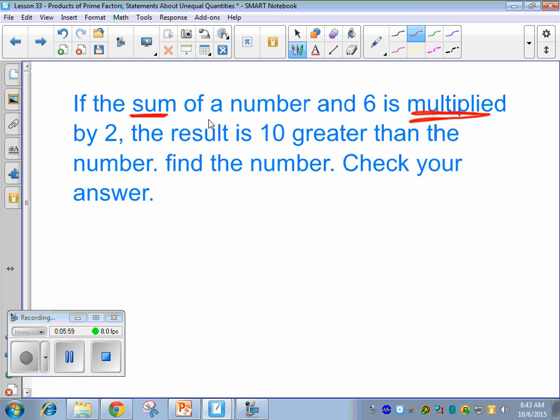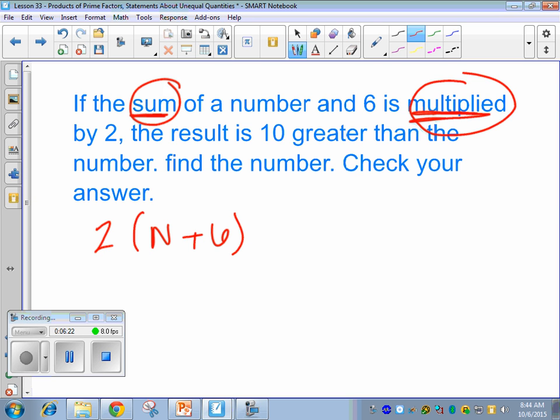So the sum of a number and 6, so what's the sum of a number and 6? So don't worry about the 2 yet, it's just going to be n plus 6. So our sum of the number and 6 is n plus 6. The whole sum is multiplied, so this is kind of tricky. Since I saw that the whole sum is multiplied, the sum has to be trapped in parentheses, and we're going to multiply the sum by 2.